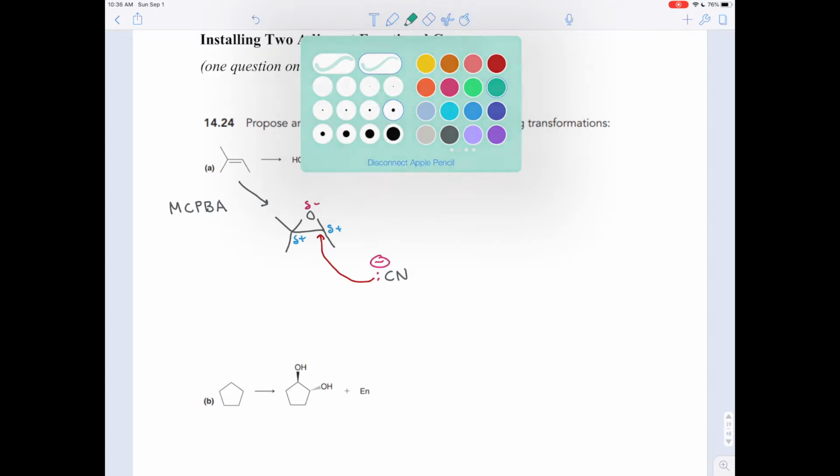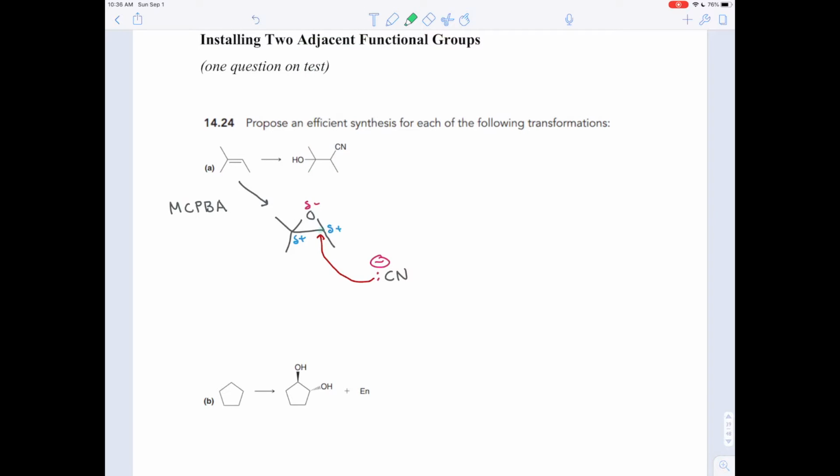If you look at the carbon on the right, notice that this carbon right here is bonded to just 2 other carbons. So that is secondary. If you look at the carbon on the left, this one right here, it's bonded to 1, 2, 3 other carbons. So that is tertiary. And so the secondary one is less crowded, so that's where it's going to be easier for this to attack.